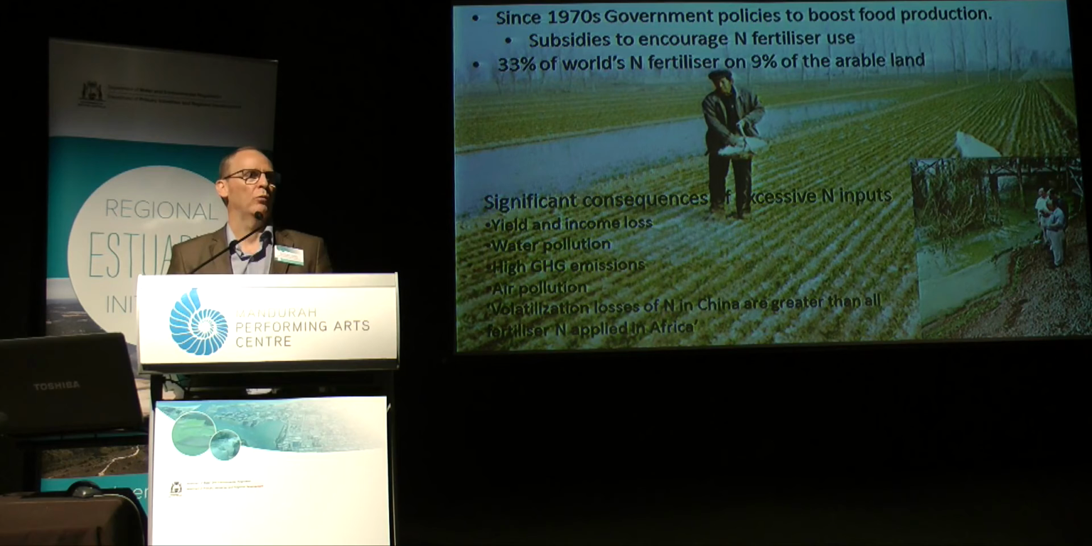So the consequences of that was not only a whole suite of those environmental issues, but also reductions in yield due to things like crop lodging. It's interesting to see that the total volatilisation loss of ammonia in China is actually greater than the total amount of nitrogen fertiliser used in the continent of Africa.